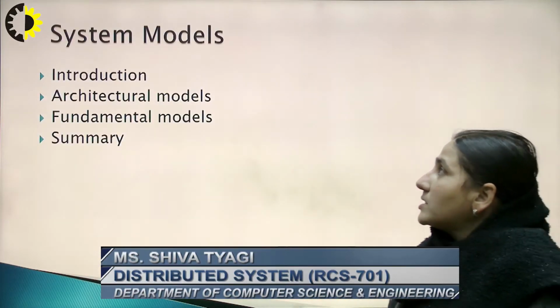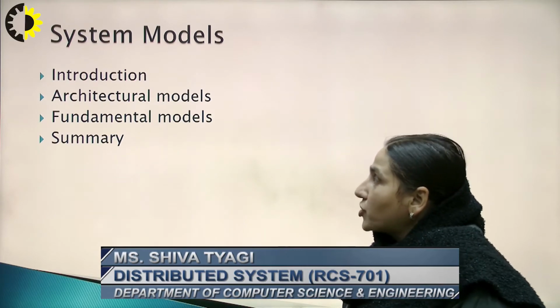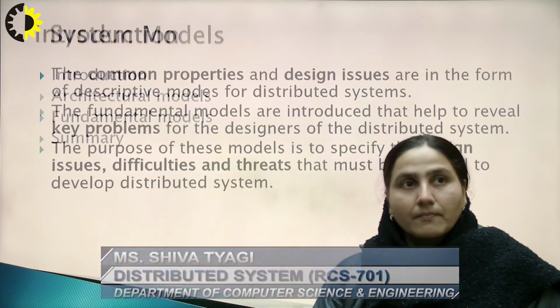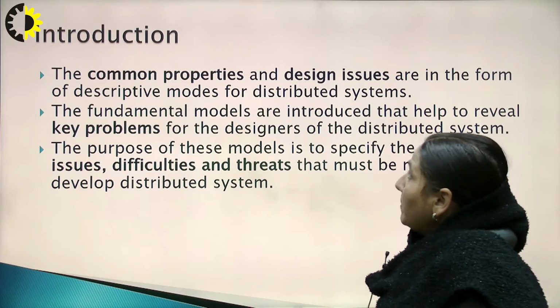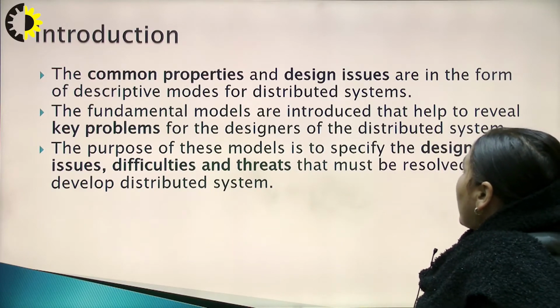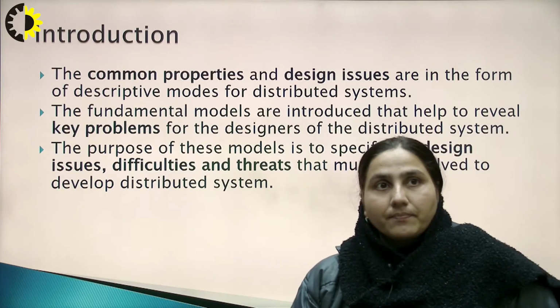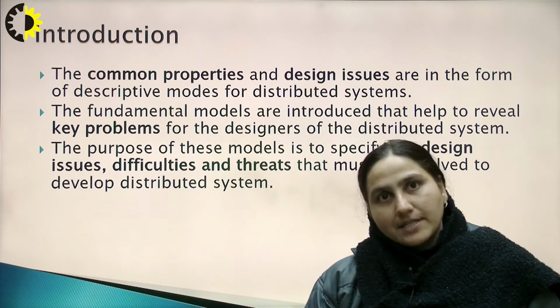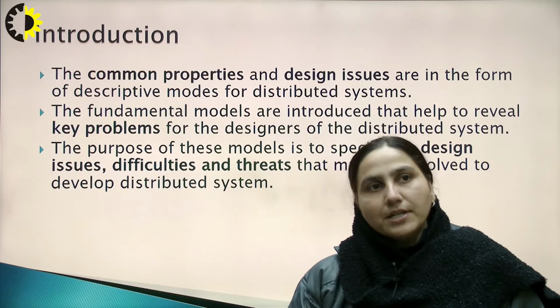In system models, we will be dealing with the introduction part, then some architectural models, fundamental models, and lastly the summary. So, let us discuss the introduction part. The common properties and the design issues are in the form of descriptive models for distributed system. That means we will be dealing with the common properties and the different design issues. They are basically in the form of descriptive models in distributed system.